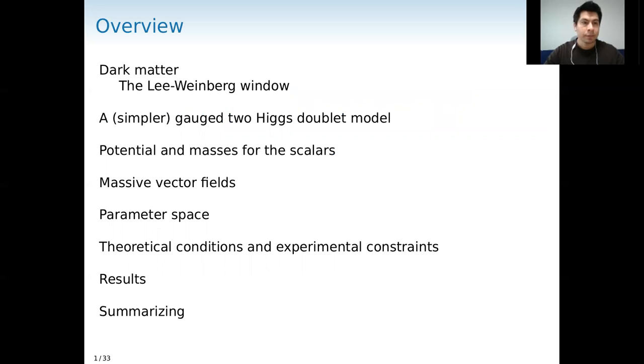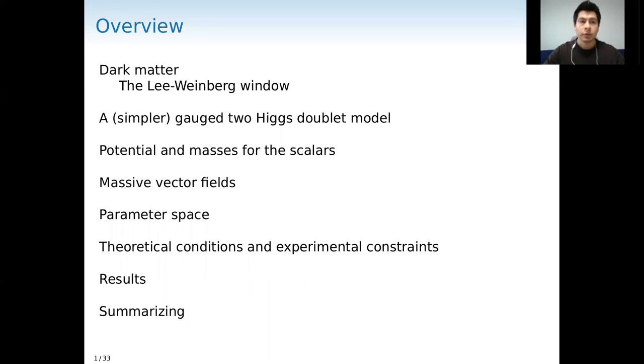To give a small overview of what we are going to be discussing today, first, I'm going to motivate dark matter and talk a little bit about something called the Lee-Weinberg window, which is something that has driven mostly the experimental searches for dark matter in the few decades that have passed. And also, I'm going to describe the model that we are going to be discussing today, which is the gauge two Higgs doublet model. But this is a simpler version than one that was published some years ago.